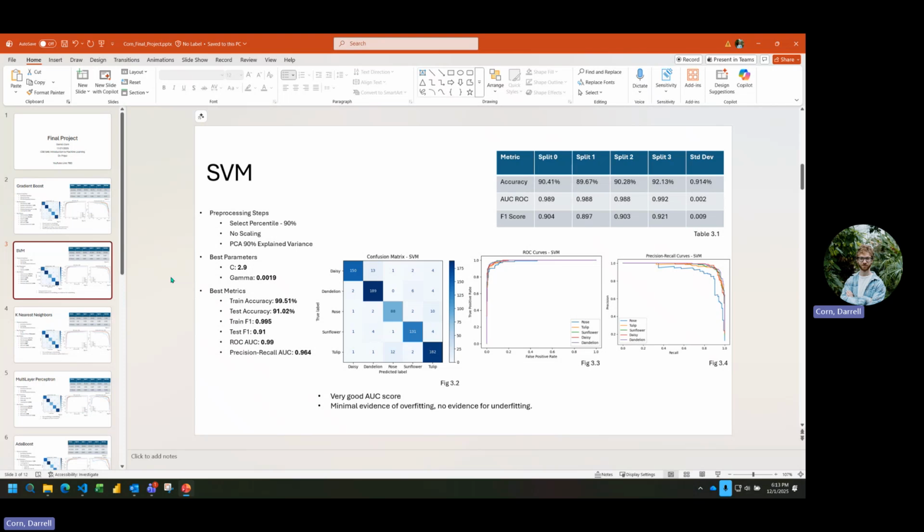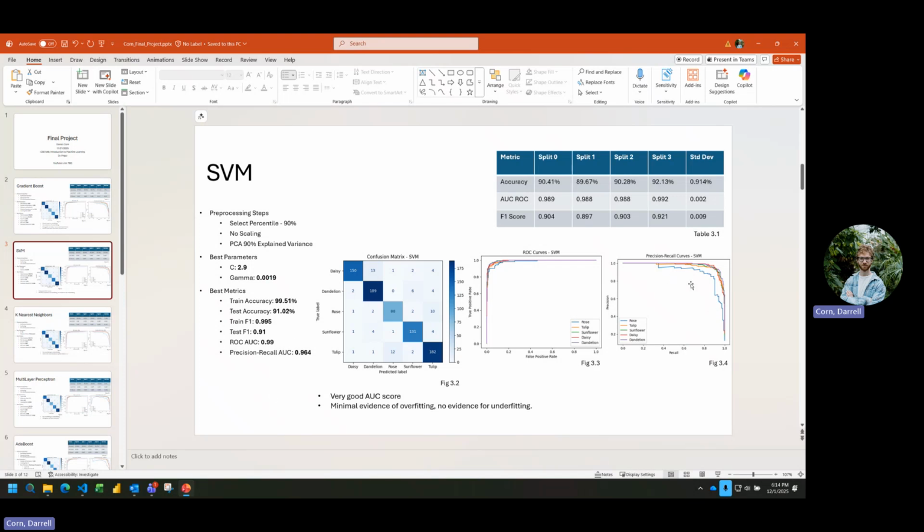So going on to the support vector machine, what was notable about this one is that it had very good area under the curve scores, both for the ROC and the precision recall curve. It doesn't seem to be overfitting as much. The train and test accuracies are closer together. Same with the F1 scores. So I think this proved to be a very solid model.